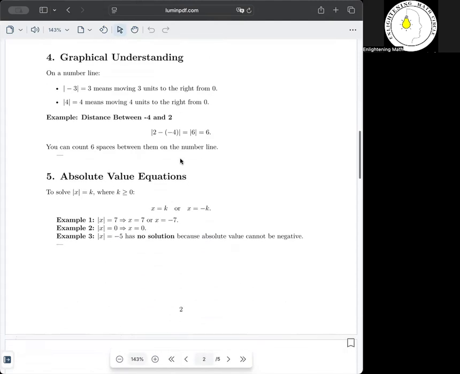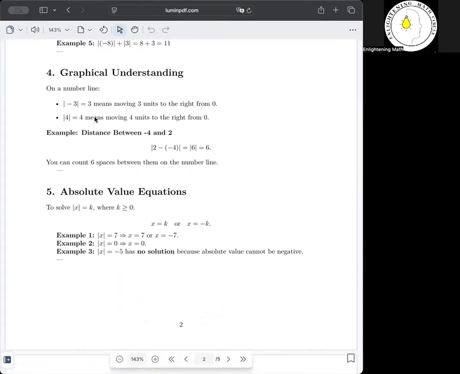So on a graph, or on a number line in this case, the absolute value of 3 means 3 spaces to the right from 0. For the absolute value of 4, the point 4 is 4 units to the right from 0 once again.